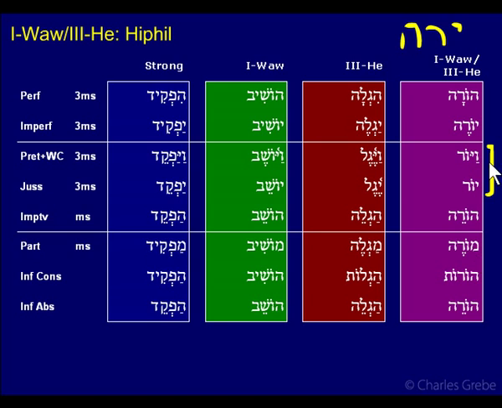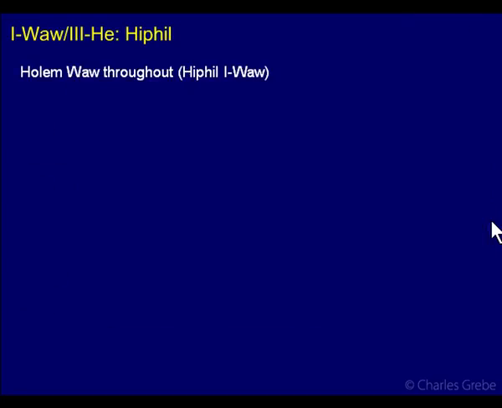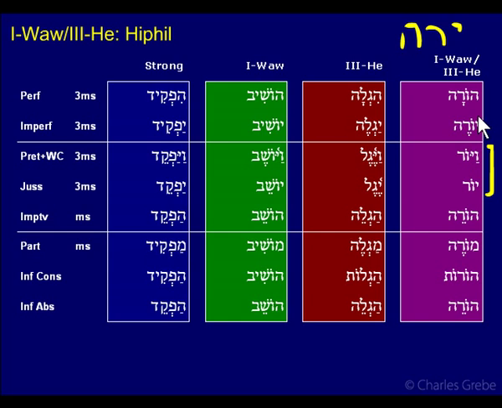Okay, so again, we have these two forms that are rather shortened, punctuated forms. You don't have too much left. What did I want to say? Holem vav throughout. Well, I said more than that, but that is one thing to look for. You have the holem vav throughout all these forms.